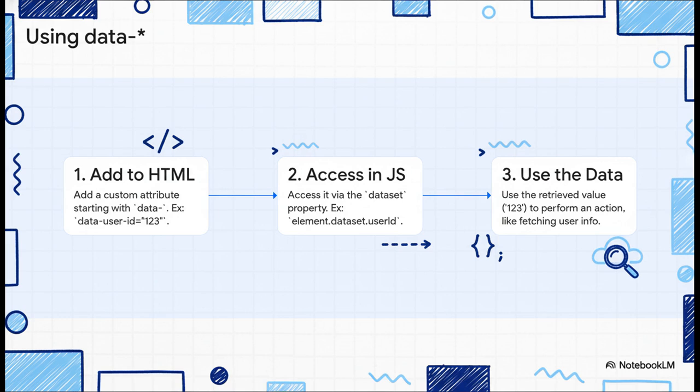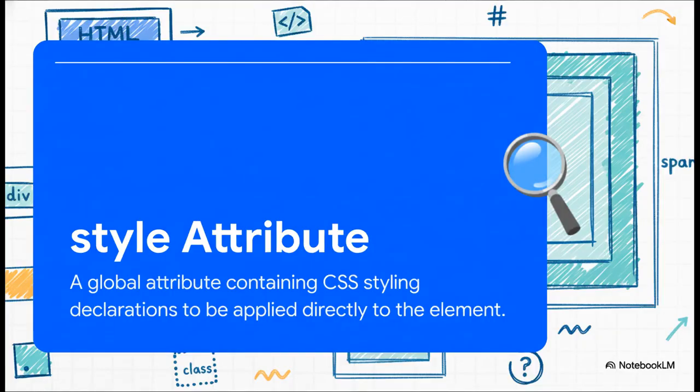First, in your HTML, you add an attribute that starts with data-, followed by whatever name you want. Then in your JavaScript, you can grab that element and access all its data attributes through a handy property called dataset. And it even cleans the name for you. Notice how data-user-id in HTML magically becomes userId in your script. Super convenient.